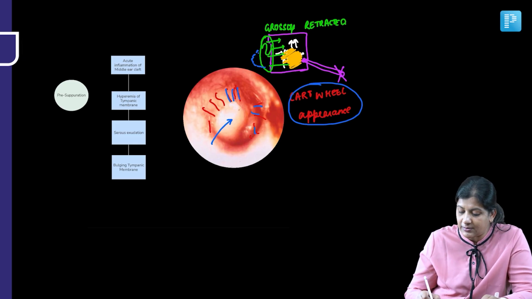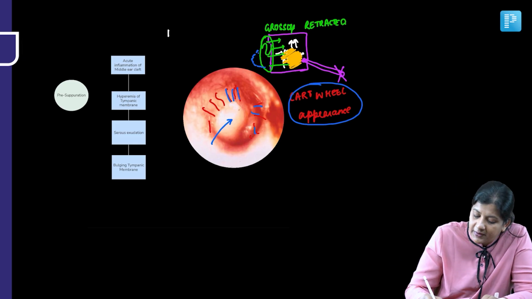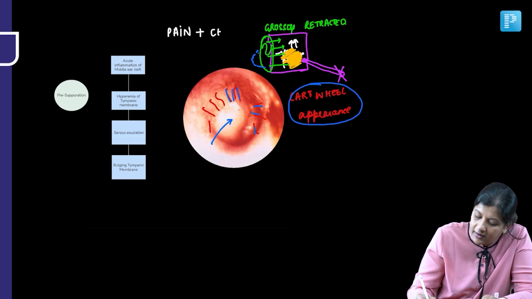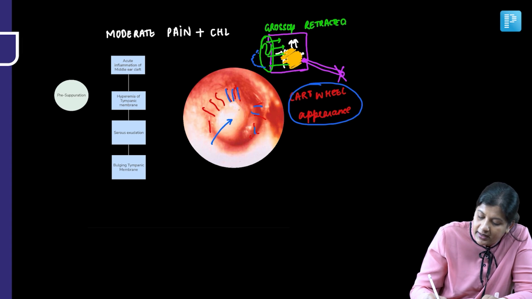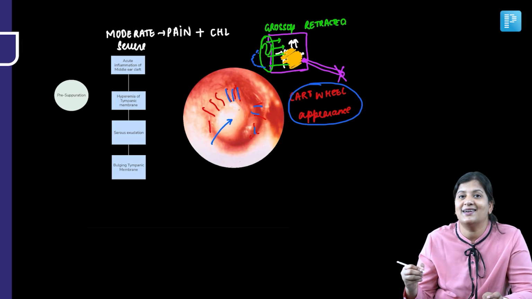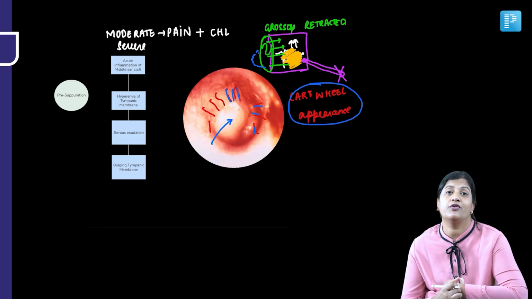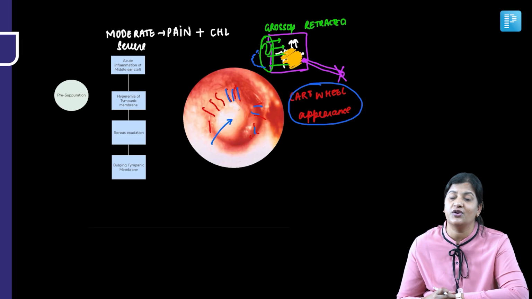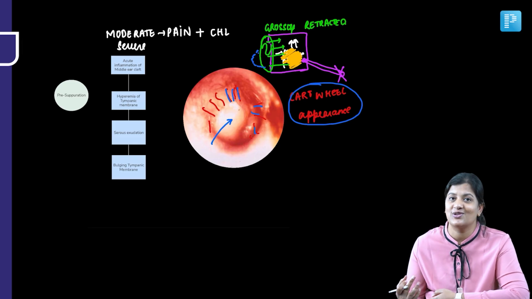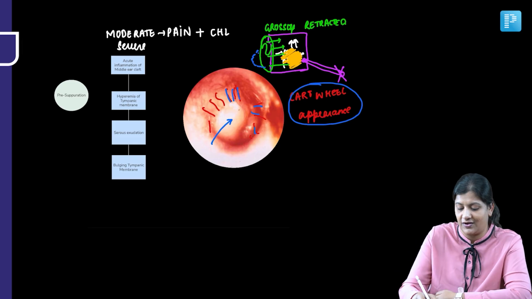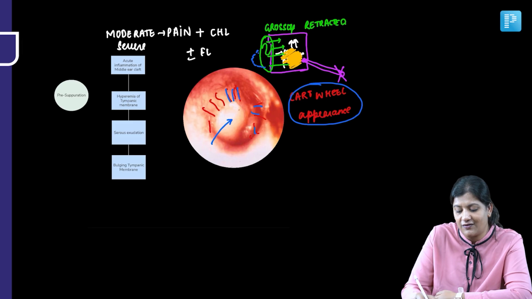Now, what would be the symptoms in this patient? The patient will have pain. The patient will have a conductive type of hearing loss, but this is a moderate to severe pain, because the pressure is building. There will be a conductive hearing loss, and if the effusion has got infected, the patient will have fever. If the effusion has not got infected, the patient will not have fever. So, here fever could be present or could be absent.